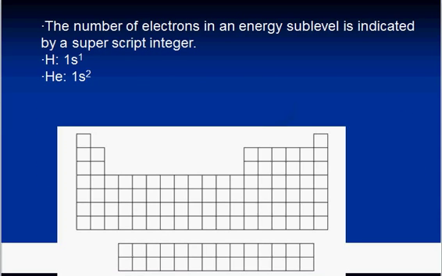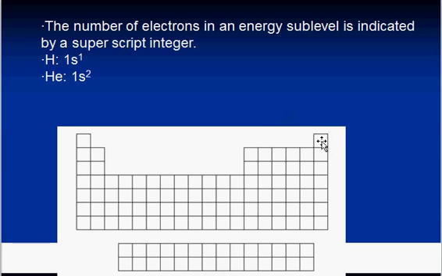The number of electrons in energy sublevels is indicated by a superscript integer. So if we look at hydrogen, our first number is the row that we're in. So we have 1. Actually, it's the energy level, but for S and P, it happens to be the row. So for hydrogen, we're in this first row. So we're 1. Find hydrogen here where I have my cursor. This is the S section or S block. And we only have 1 electron.